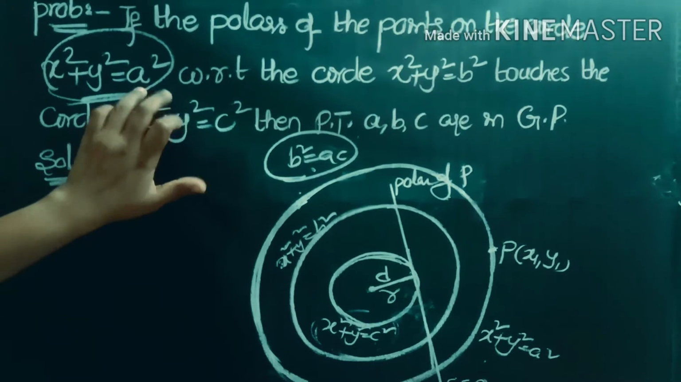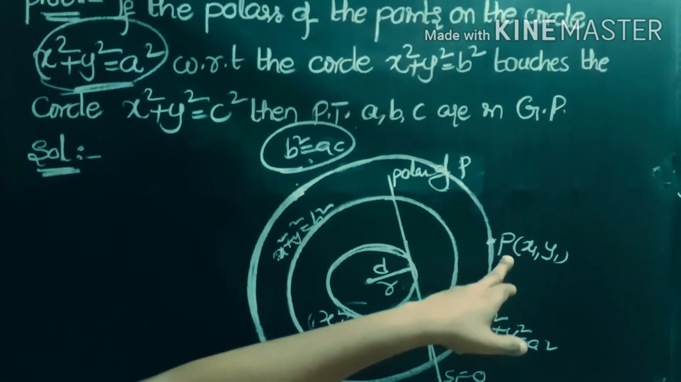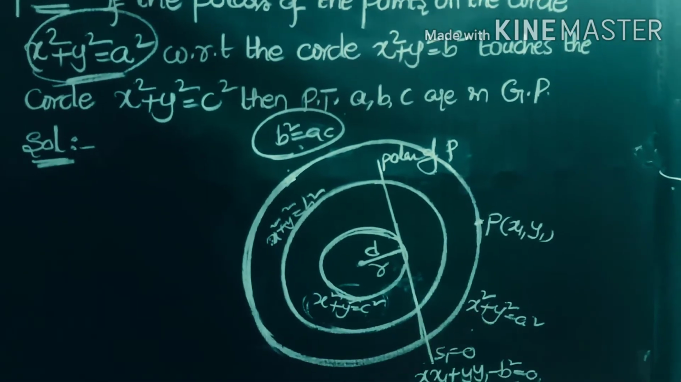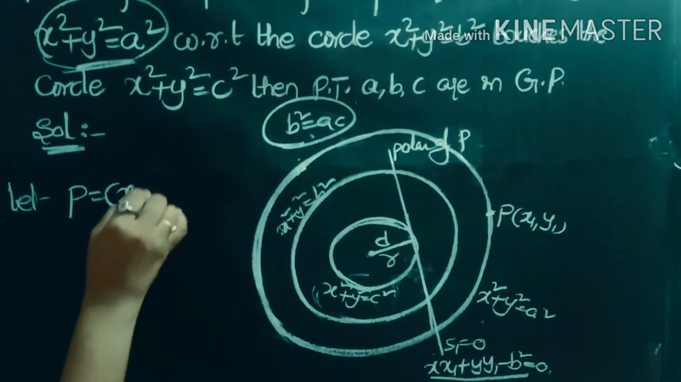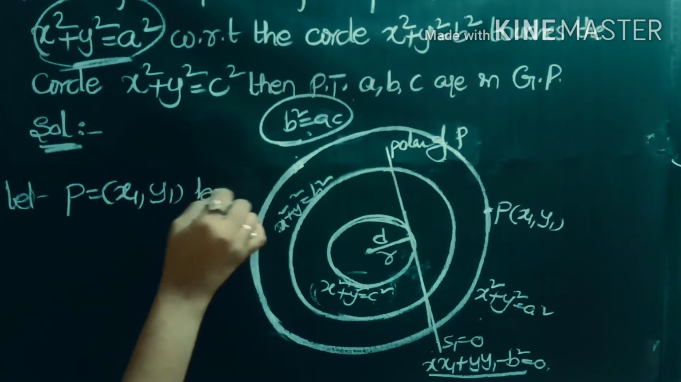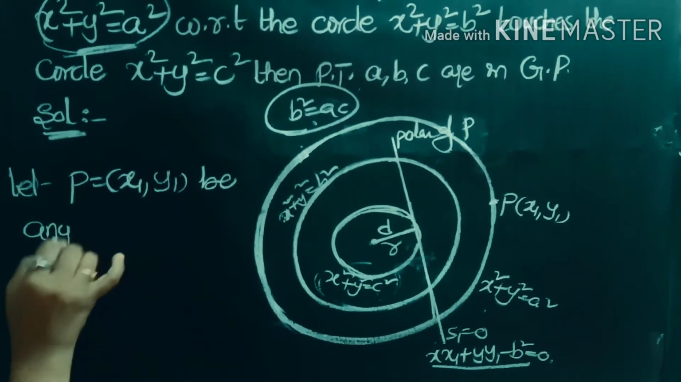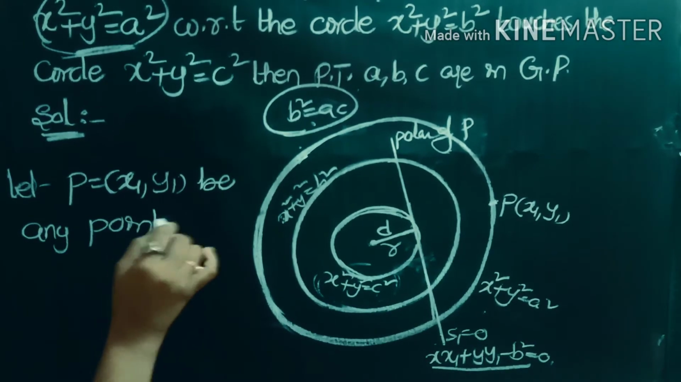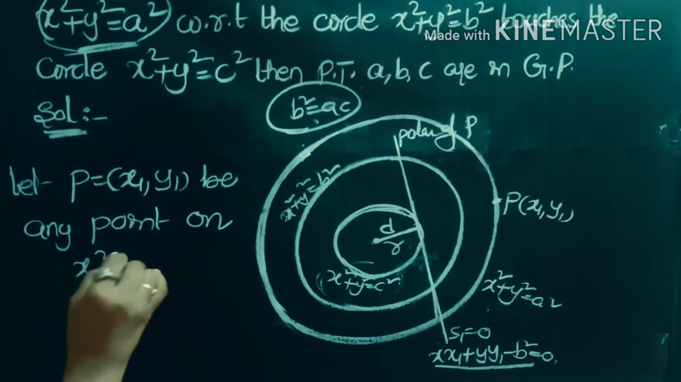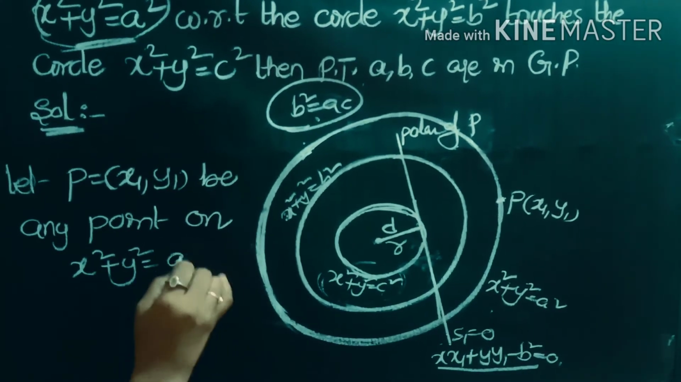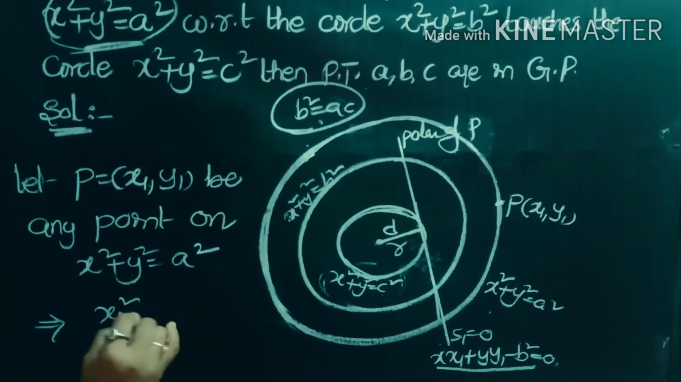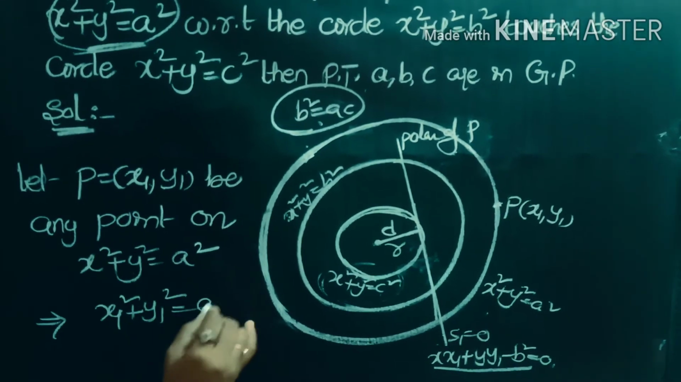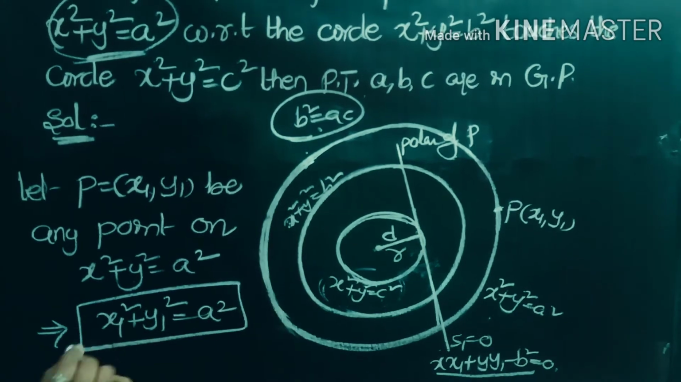First, we take the point P(x1, y1) on the circle x² + y² = a². Let P = (x1, y1) be any point on the circle x² + y² = a², which implies, substituting the point in the circle equation, that x1² + y1² = a². This is one condition.